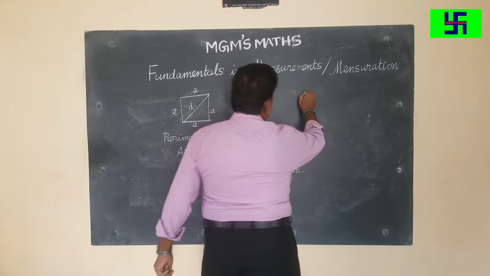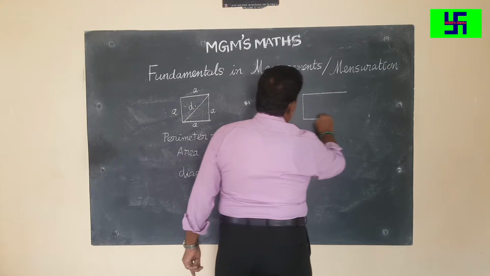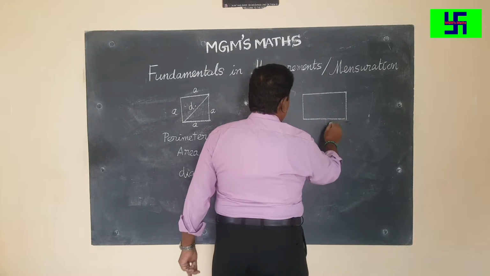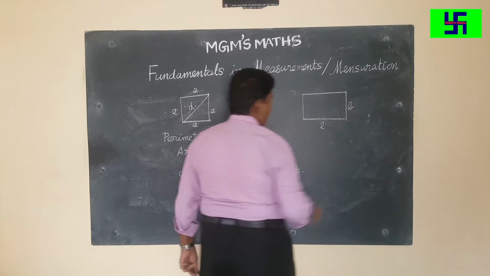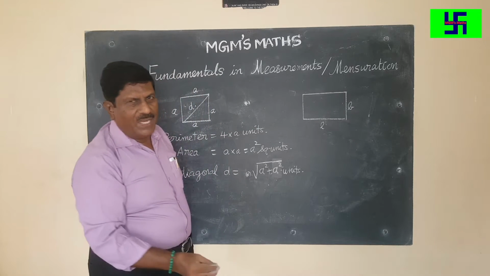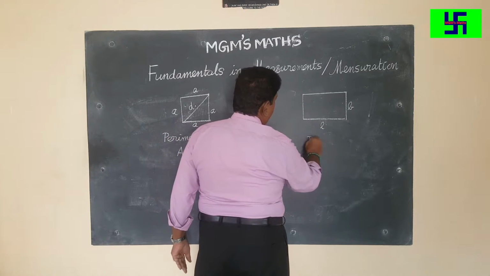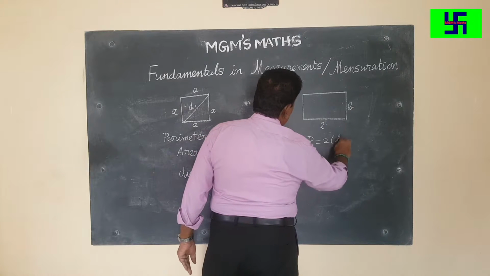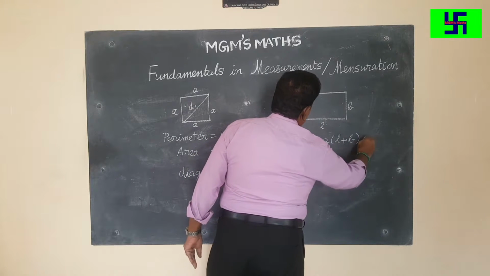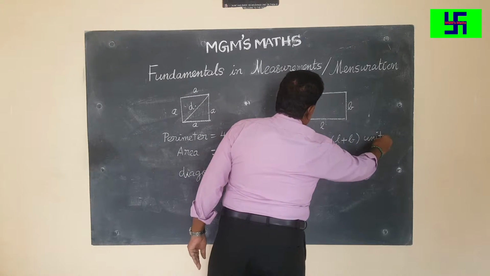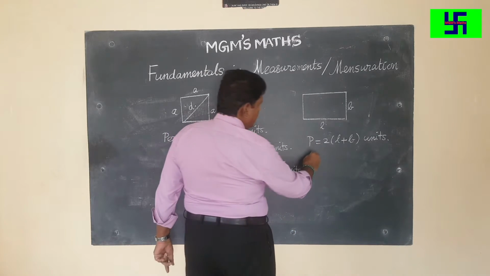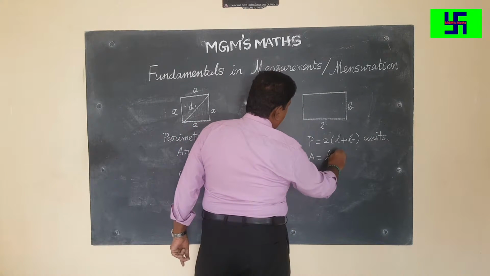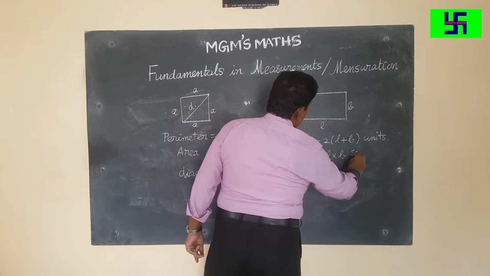When we take a rectangle, it has the length as well as the breadth. So this is the length and this is the breadth. What is the perimeter? Perimeter P is equal to 2 into (L plus B) units. What's its area? Area is L into B square units.